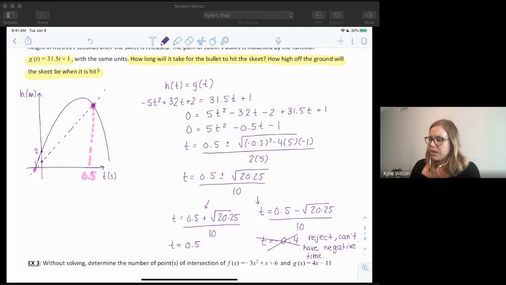So the first part says, how long will it take for the bullet to hit the skeet? So from time zero, it will take 0.5 seconds.